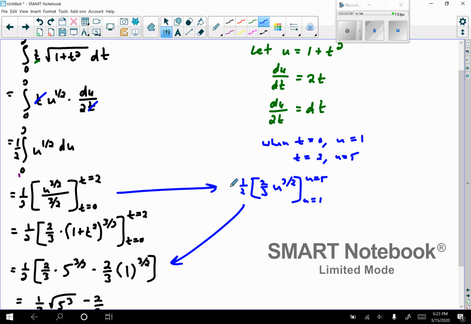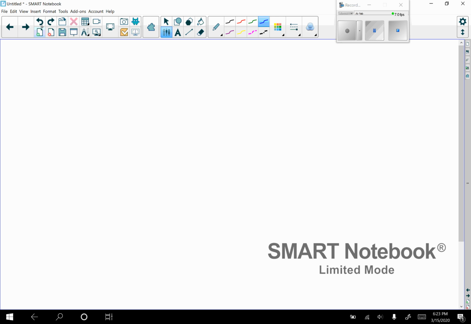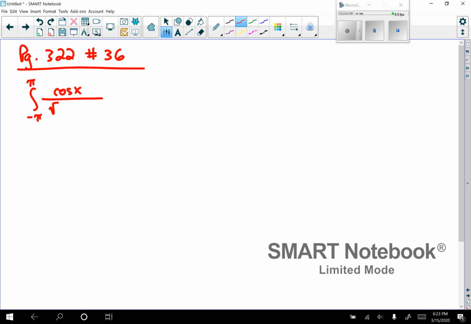So let's try another problem, but we'll do strictly the alternative way. This is actually from your book. It says page 322, number 36. The integral from negative pi to pi of cosine x over the square root of 4 plus 3 sine x dx.